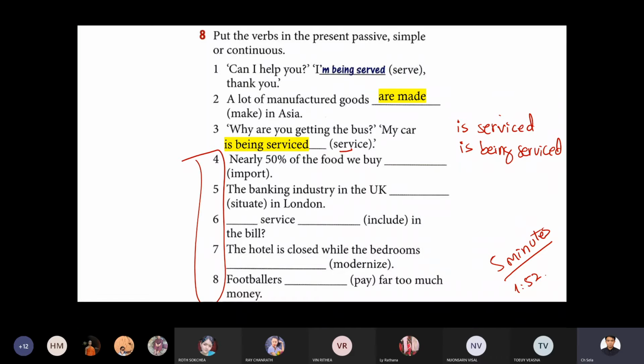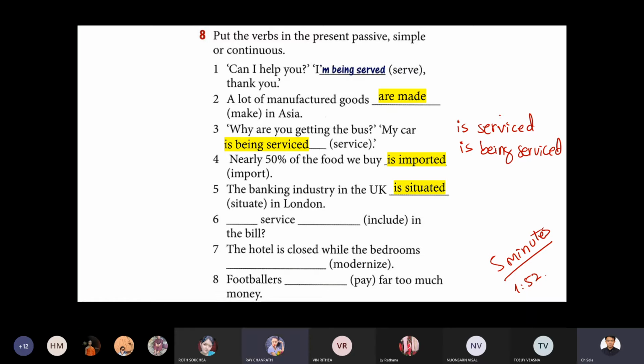Okay, now let's check the answer. Number four, nearly 50% of the food we buy, what is the answer? Is imported. Okay. Number five, the banking industry in the UK, what is it? Is situated. All right.